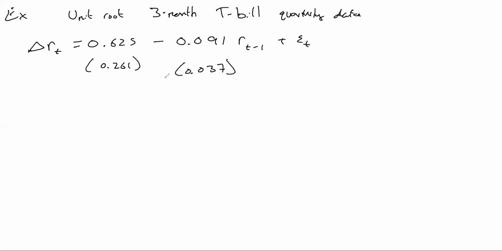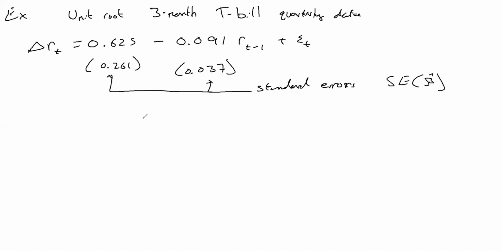So with this, real quick, these are standard errors. So this would be the standard error of that respective coefficient. So now we can do a t-test. We can do a t-test to test whether or not there is a unit root.